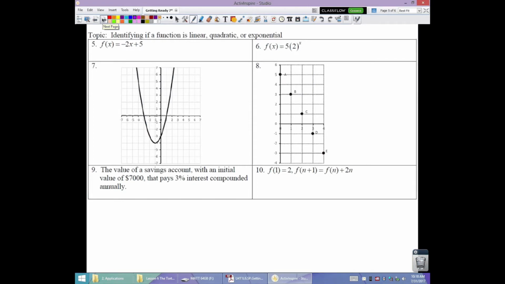All right, so now we are looking at different representations. We have explicit equations, recursive, we have scenarios, we have graphs, we have tables. We're going to decide linear, quadratic, or exponential. Number 5 is linear because we see the form mx plus b. So this is linear. Number 6 is exponential because the variable is in the exponent. So this makes it exponential. Number 7 is a parabola, which makes this one quadratic.